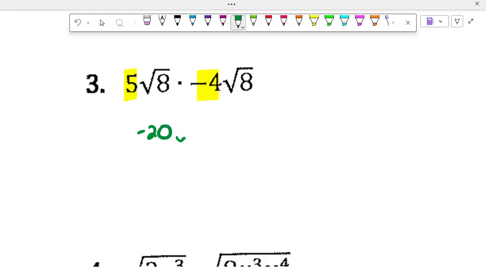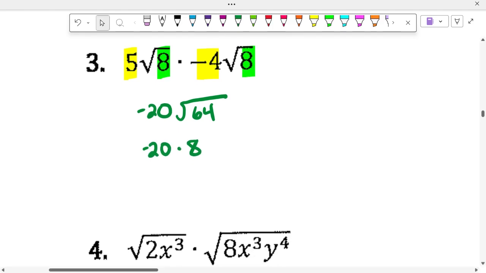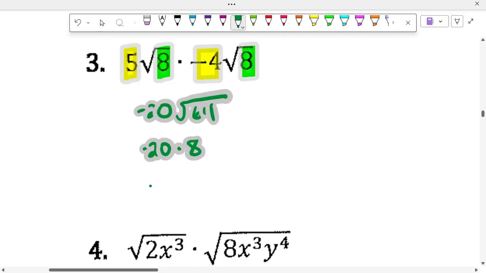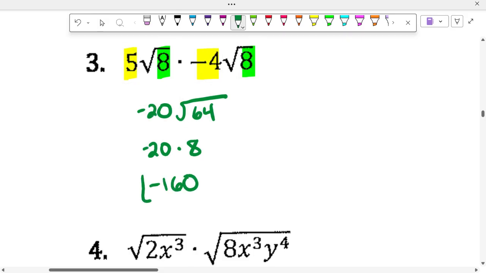And then we multiply what's under the two radicals. So what's 8 times 8? 64. Now, what's the square root of 64? 8. So this is now negative 20 times 8, which is what? Negative 160.